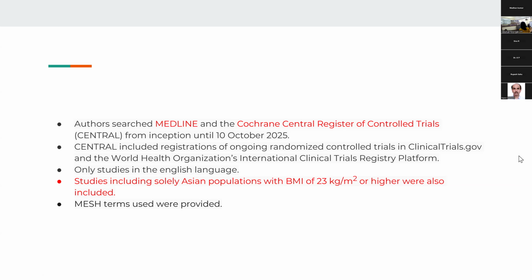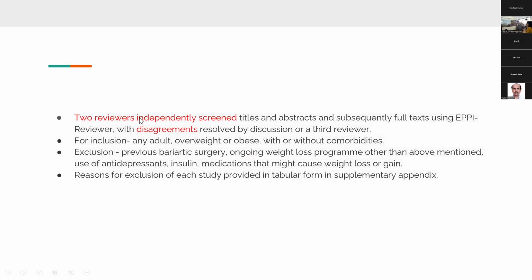MeSH terms are the terms that they use to search on PubMed. So there is a search strategy. The idea of giving this in a systematic review is that we can cross-check that search strategy. There are ways in which a search strategy is written. It's sort of like computer code, in an easier way. But when we check it, we should also be able to get the same studies. So that is the reason why these MeSH terms should be provided.